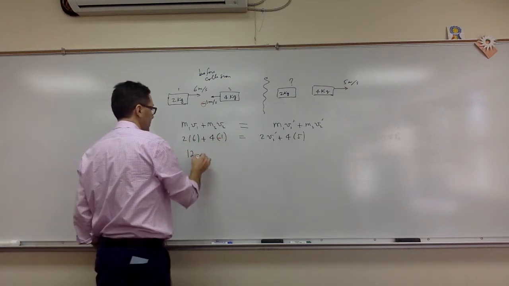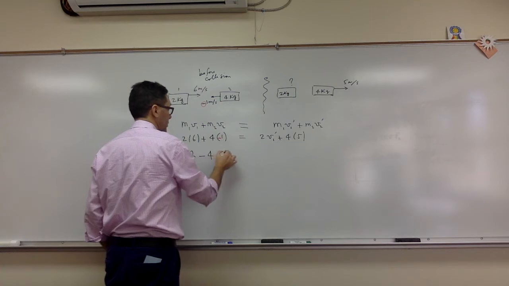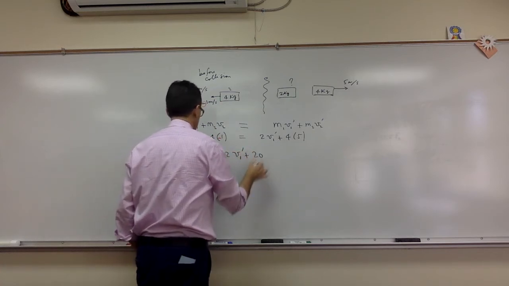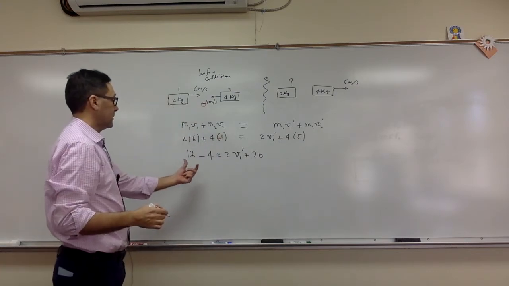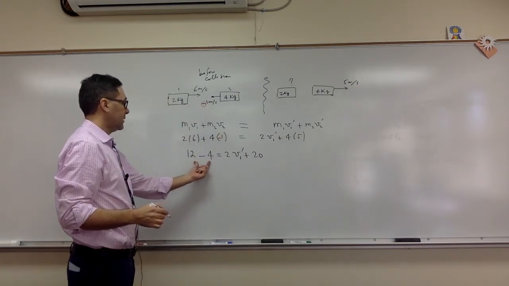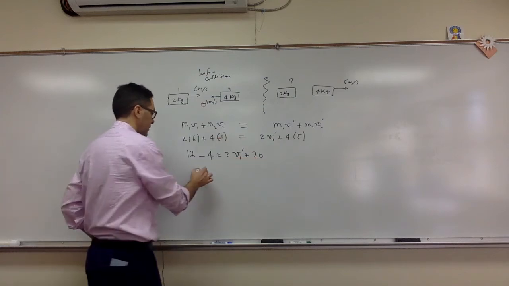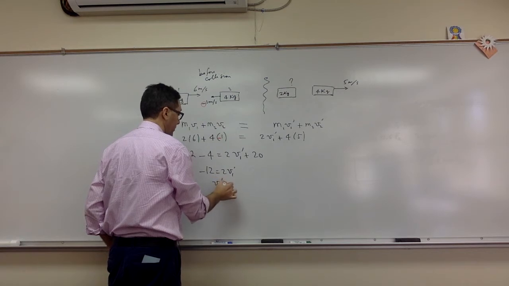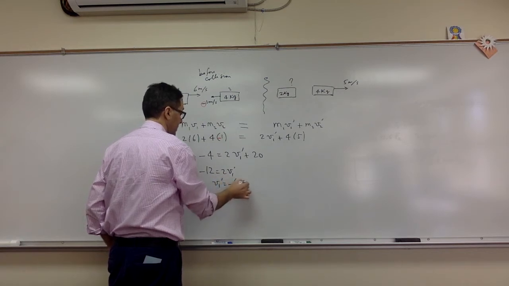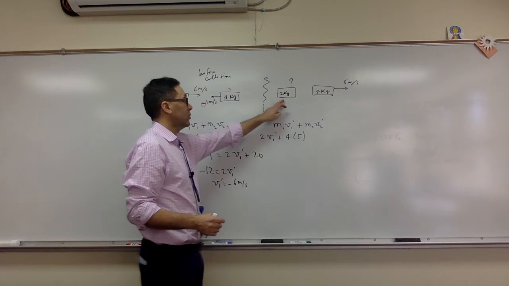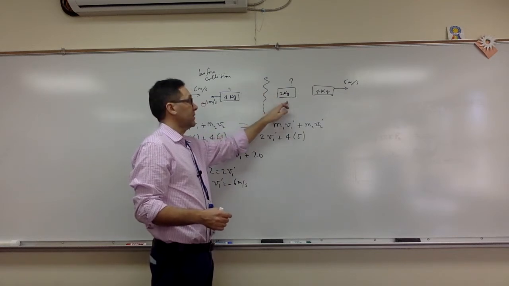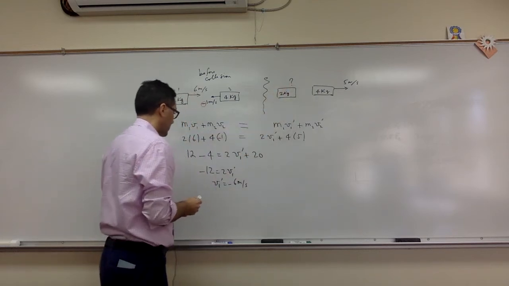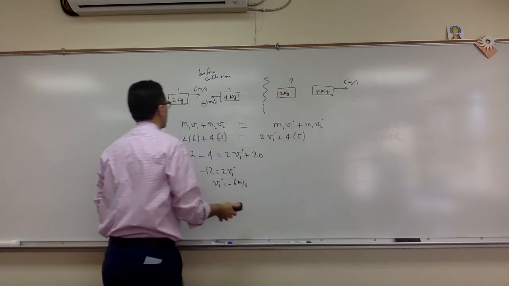So it's 12 minus 4 equals 2 v1 prime plus 20. Well, this looks like it's, what is it? 8 minus 20, negative 12 equals 2 v1 prime, which means v1 prime is equal to negative 6 meters per second. So again, in this case, also this one bounced back. If it had a positive speed, it would mean that it continued to the right. Well, what else?